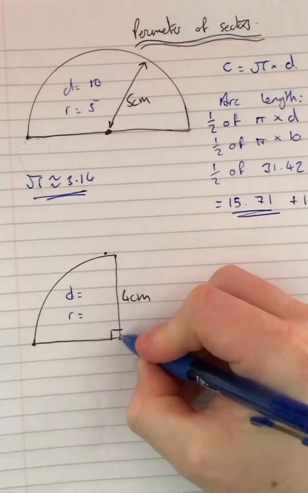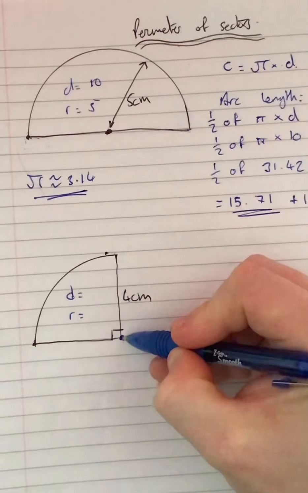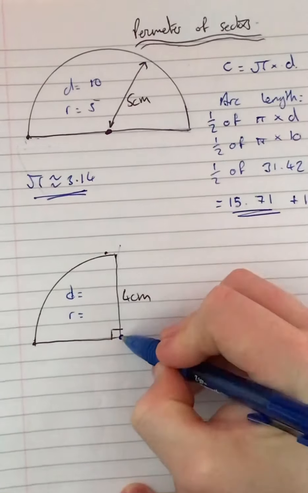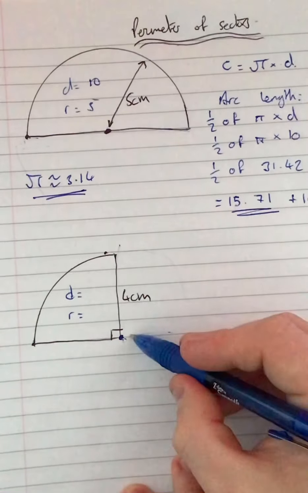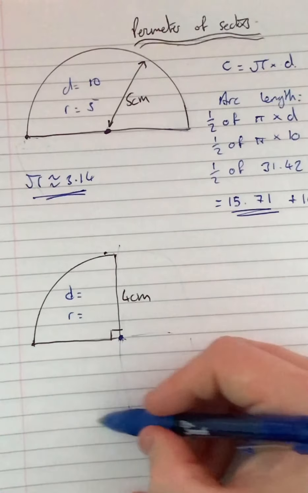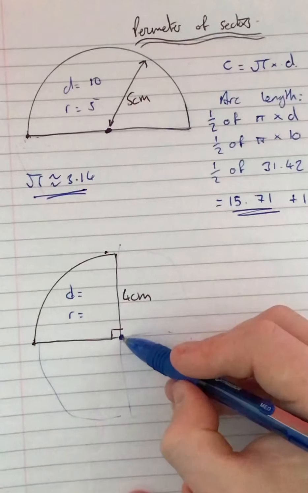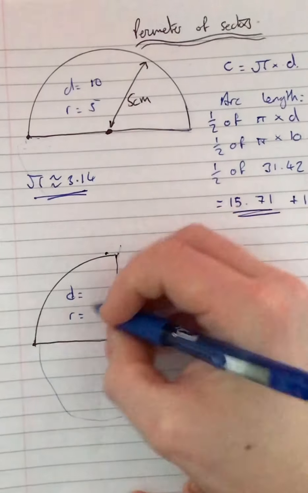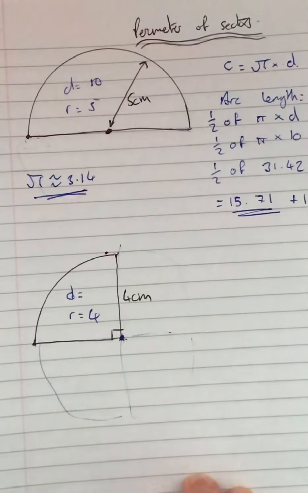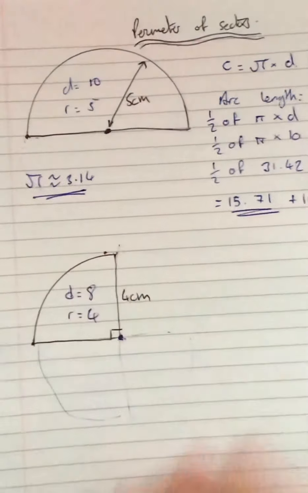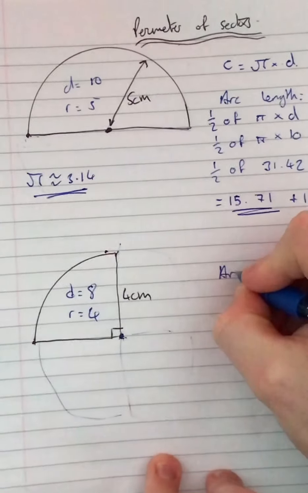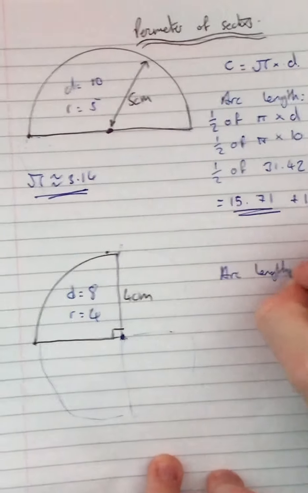Now, this would be the centre of my circle, okay, if this is a quarter of a circle. This would be the centre here, because we'd have another part there, we'd have another part here, and we'd have another part here, okay? That would be the centre. Centre to the circumference is our radius, so our radius is 4 centimetres, which means our diameter is 8 centimetres. So, first thing we're going to do is we're going to work out the arc length.